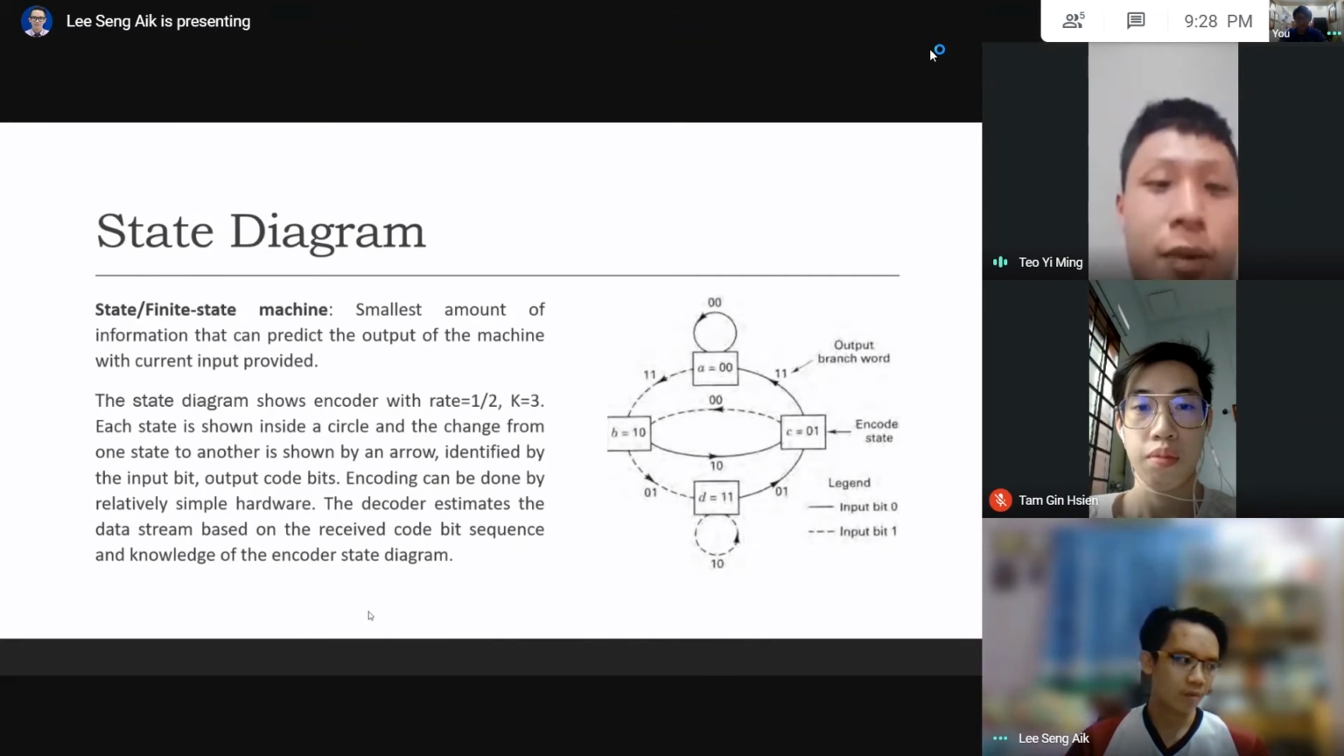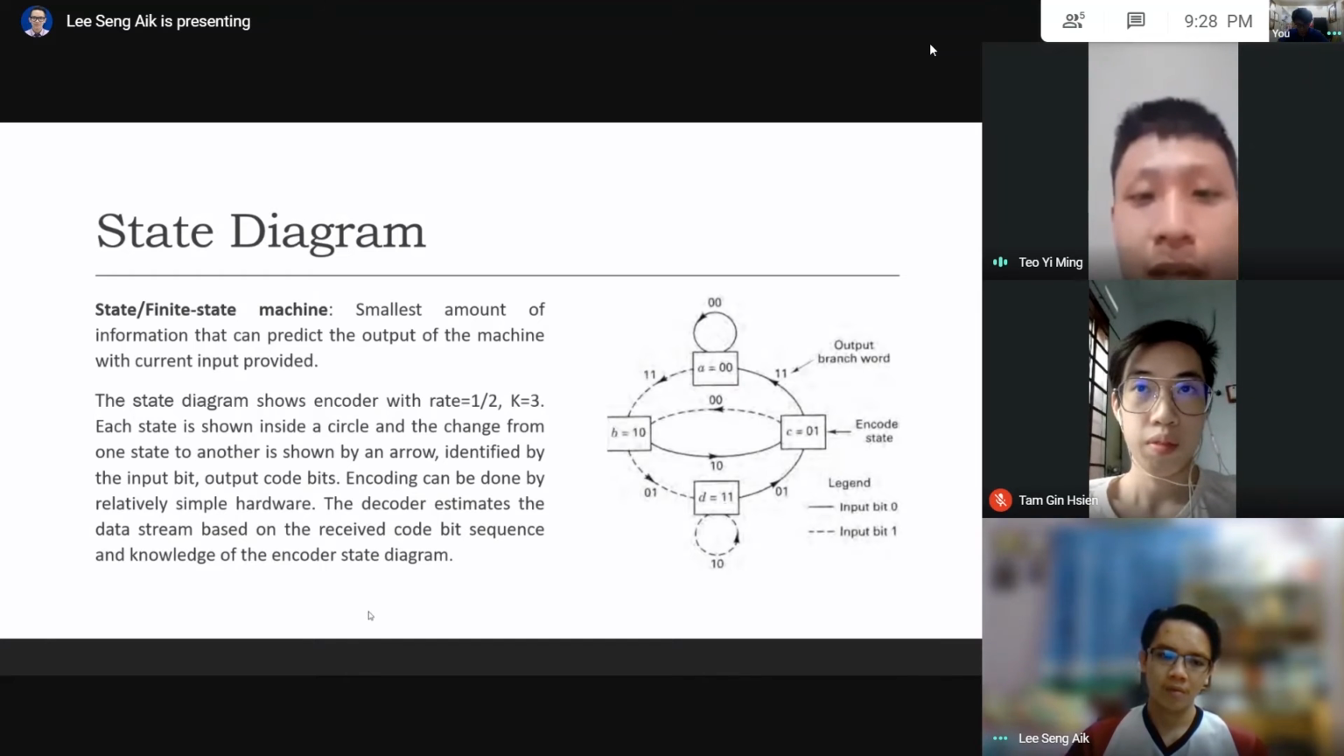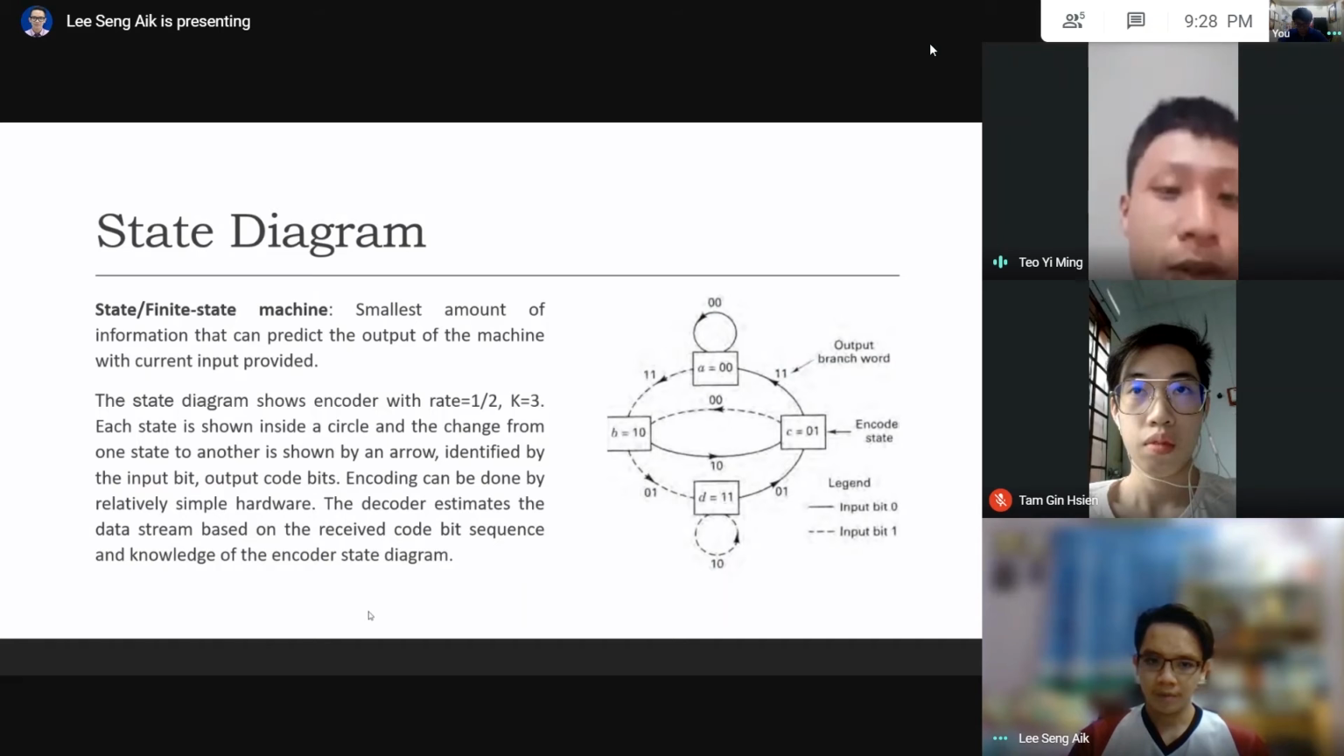Next is the state diagram, and it's also represented by a finite state machine, which is the smallest amount of information that can predict the output of the machine with the current input provided. Beside is the state diagram. The state diagram also shows an encoder with rate equal to 1/2, k equal to 3.